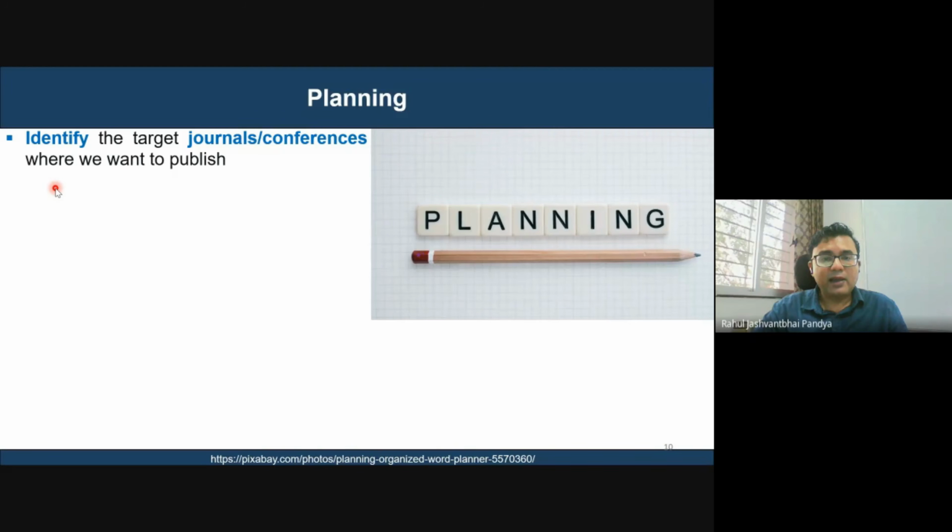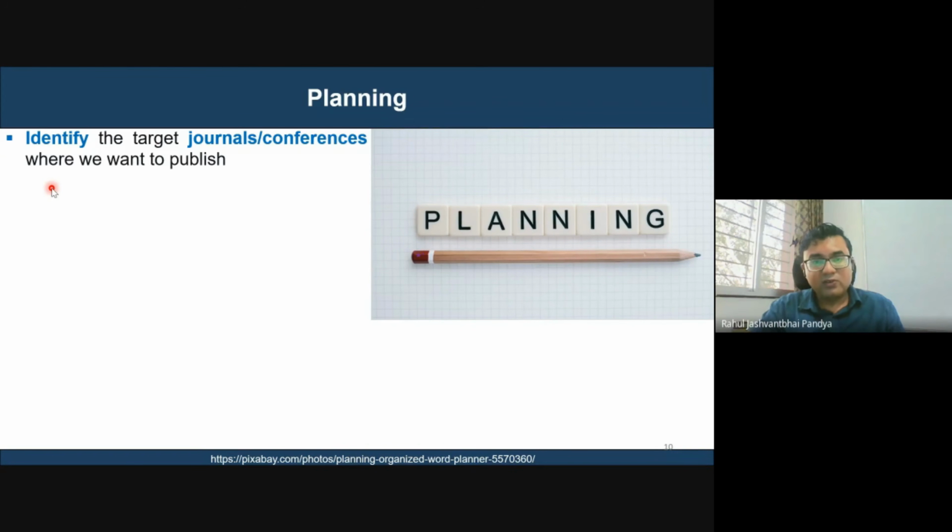Furthermore, once this is done, we have to identify the targeted journal and conferences. Even if we start research work, sometimes what happens is we just start randomly and later we find a suitable journal and conference. No, that's not a correct approach. We have to target a journal first. Let's say IEEE Transactions, right?